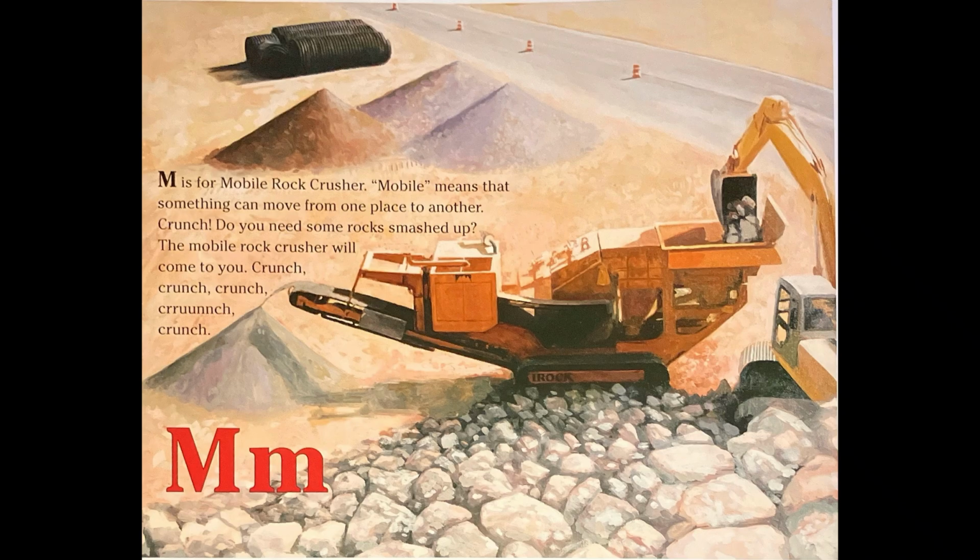M. M is for mobile rock crusher. Mobile means that something can move from one place to another. Crunch! Do you need some rocks smashed up? The mobile rock crusher will come to you. Crunch, crunch, crunch, crunch, crunch.